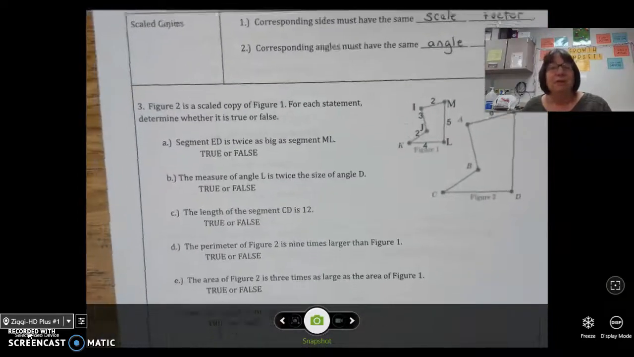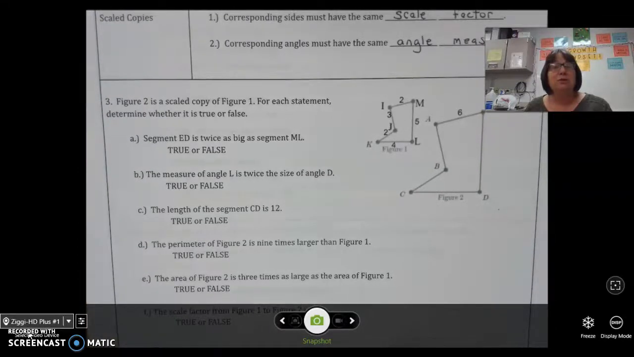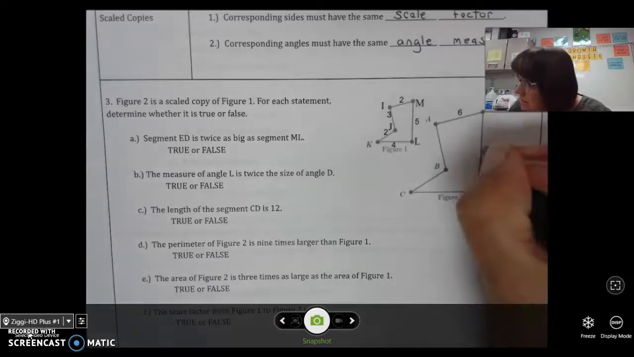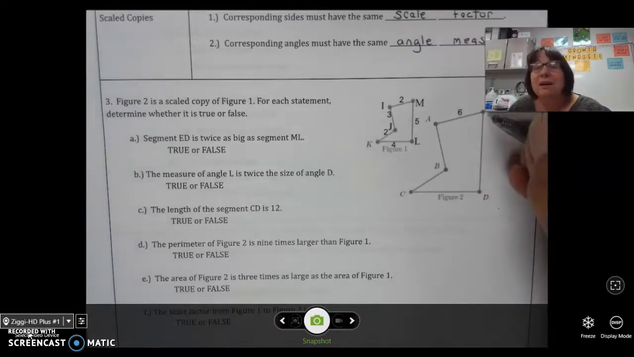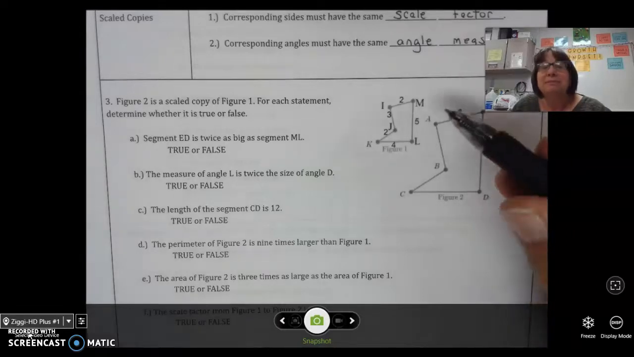Okay, we have this picture. Figure 2 is a scaled copy of Figure 1. For each statement, determine whether it is true or false. So segment ED, we're talking about this one. Is it twice as big as ML?